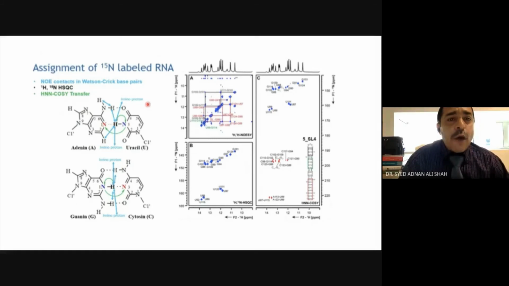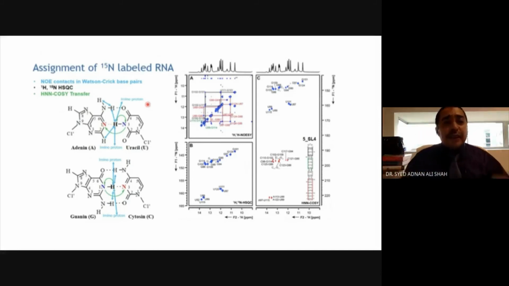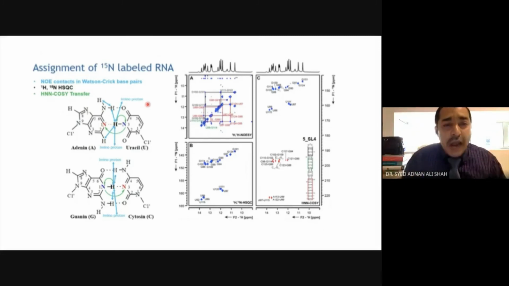So what an HSQC spectrum is, it gives the information on the connectivity of the hydrogen with the carbon, which hydrogen is connected with which carbon. And N15 gives the information about which N is connected, or the hydrogen bonding involving the N15, right?